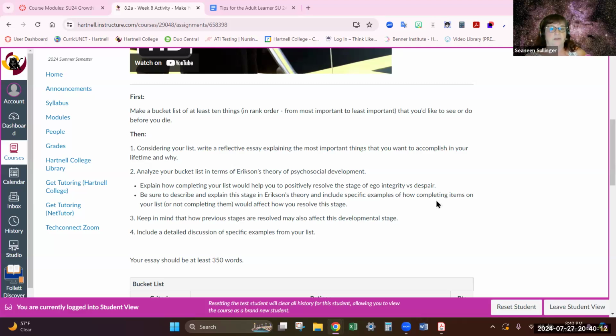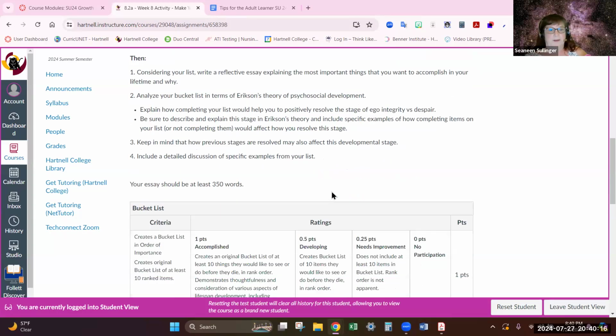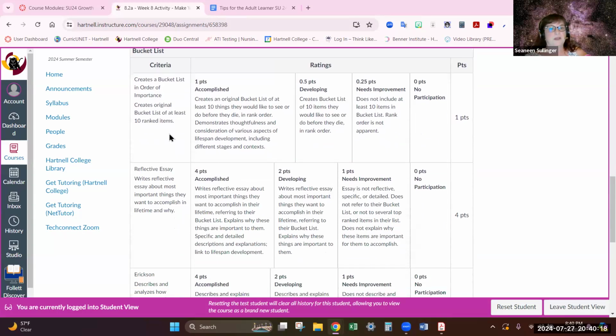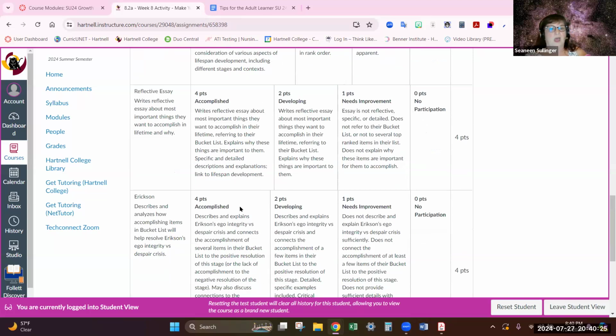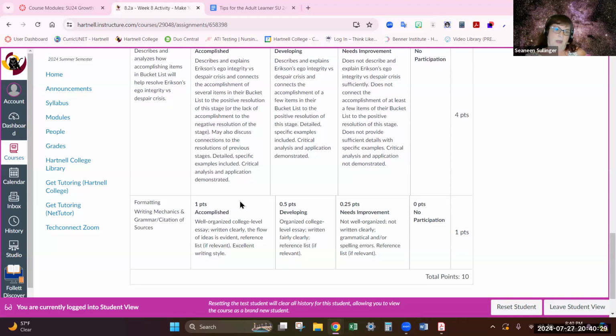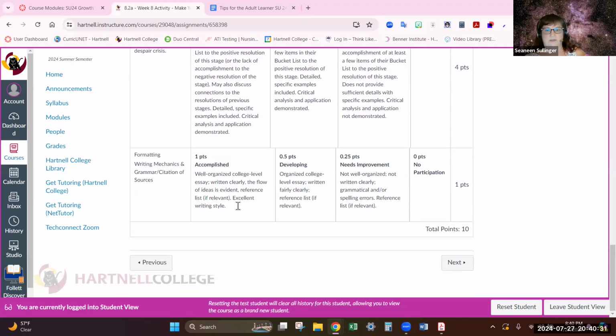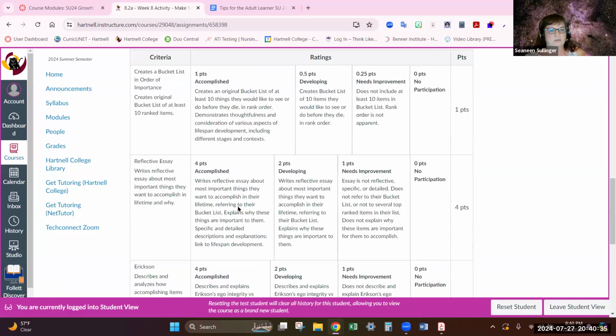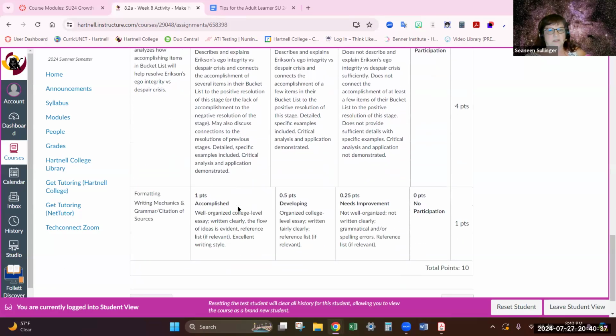And then include the detailed discussion of specific examples from your list. And so then the rubric is that you do the bucket list, and then the things that you want to accomplish and why, and then analyzing Erikson's stages, and then the formatting, of course, because we have to have some kind of formatting.